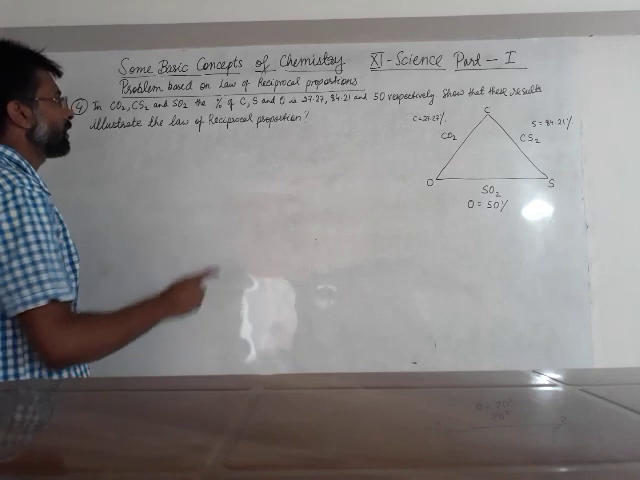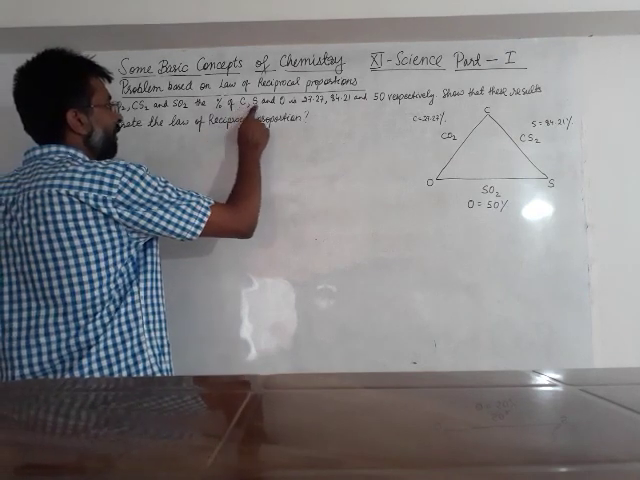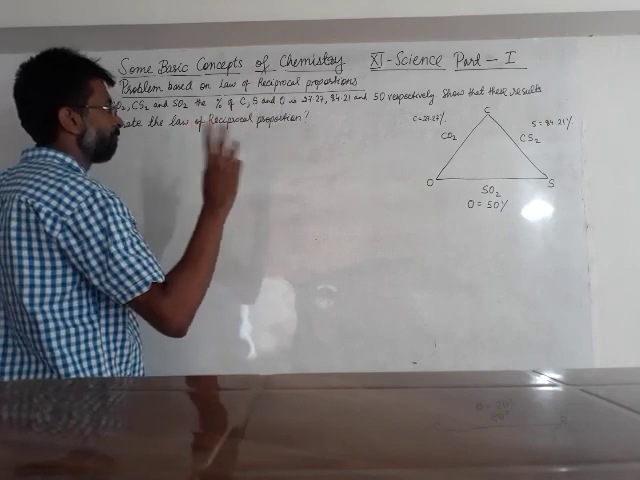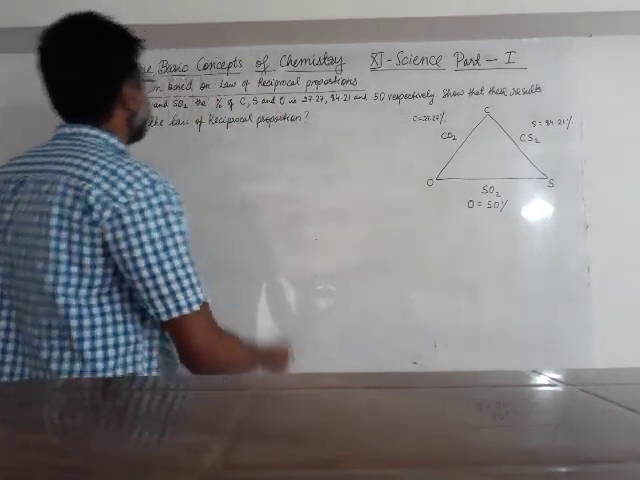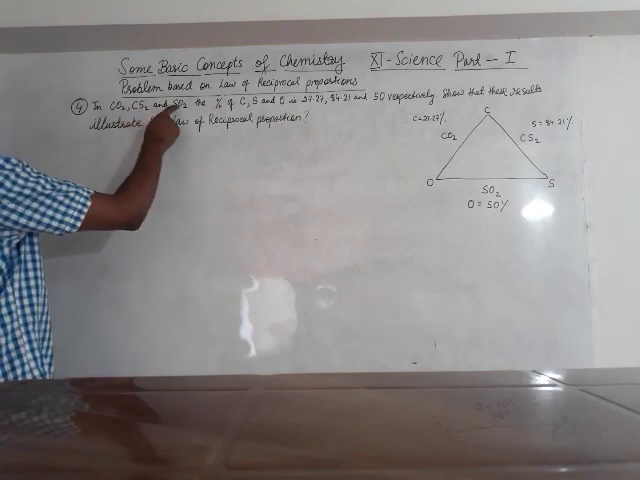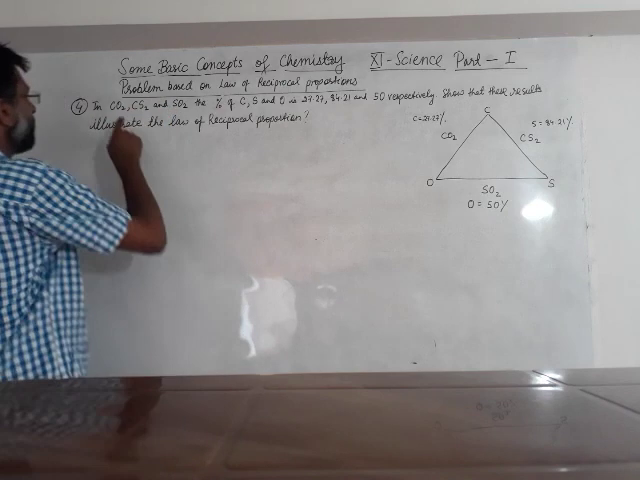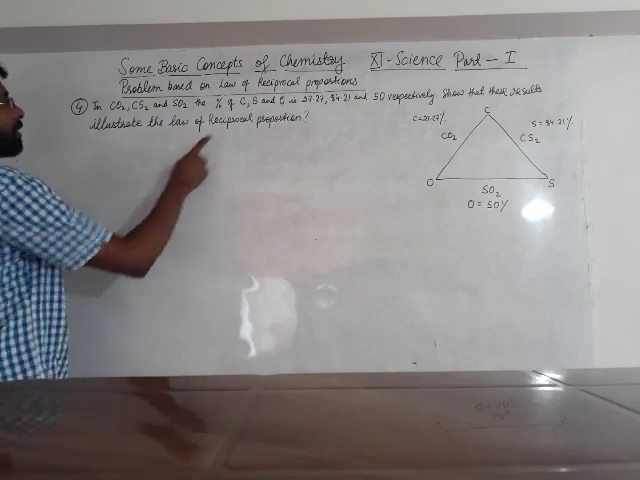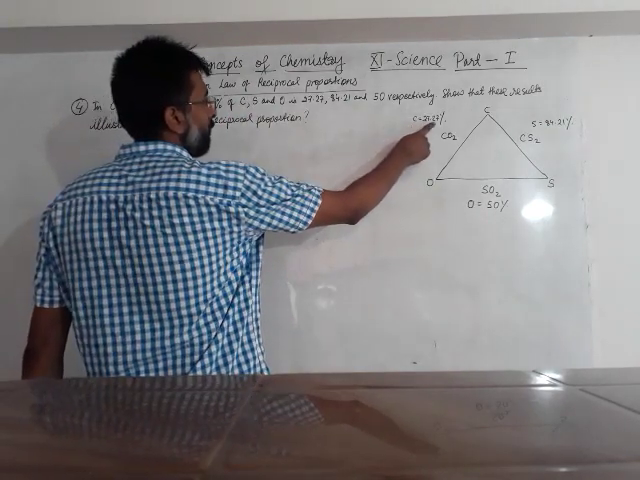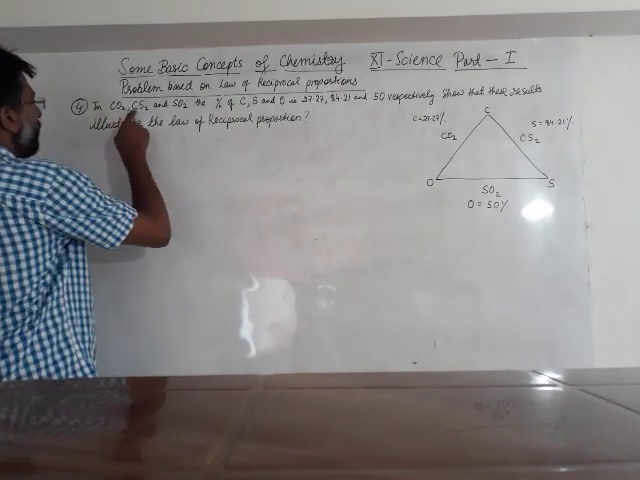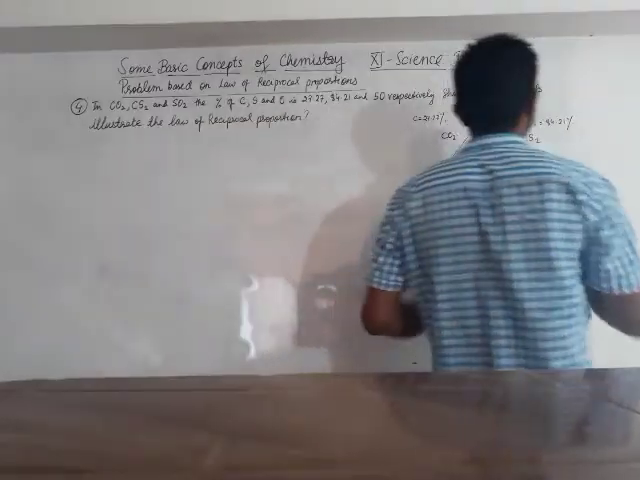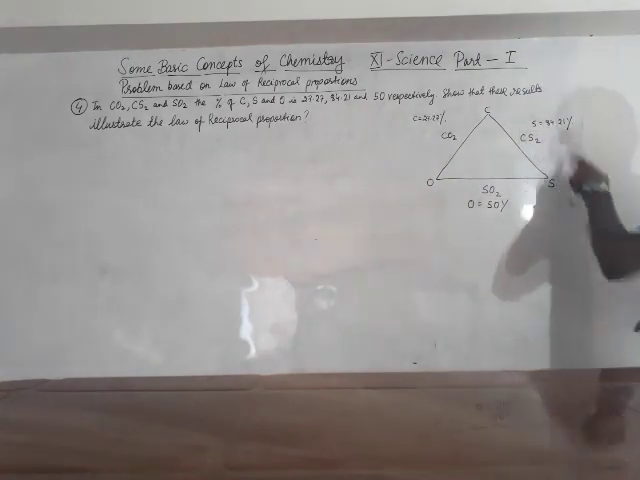Basically what I mean to say is there are three elements: carbon, sulfur and oxygen, forming three compounds. The first one is carbon dioxide, the second one is carbon disulfide and the third one is sulfur dioxide. In these three compounds, the percentage of carbon in the first one is 27.27%. In carbon disulfide, the percentage of sulfur is 84.21%.